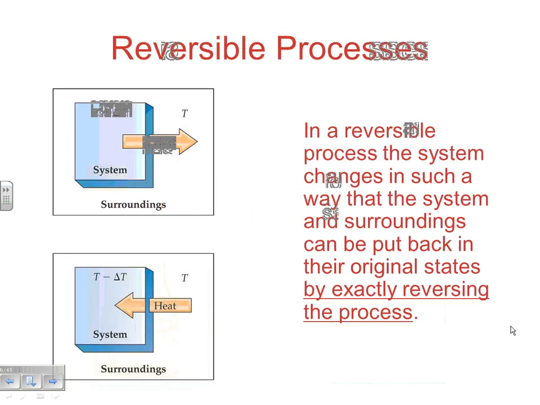Now, in a reversible process, the system changes in such a way that the system and surroundings can be put back in their original states by exactly reversing the process. That's really the key to spontaneity here. Or I should say, that's a key to reversibility. It's a reversible reaction if you can exactly undo what you did and get back the original situation.